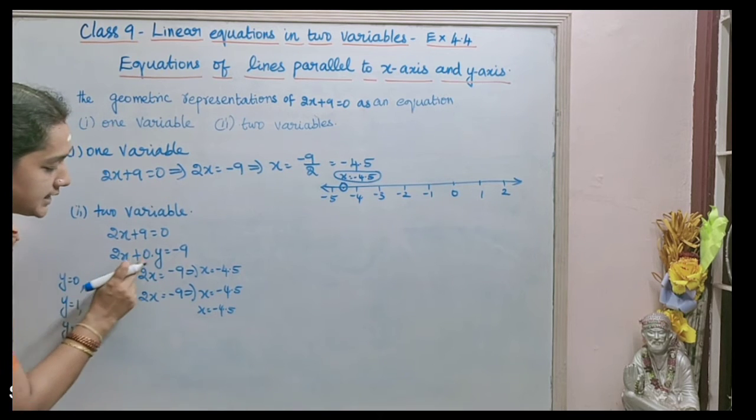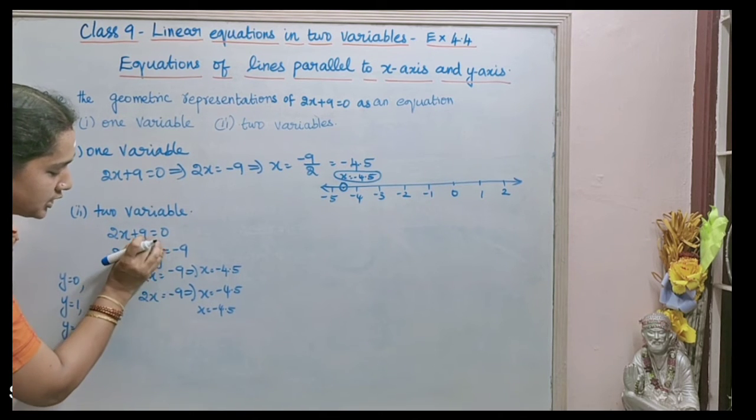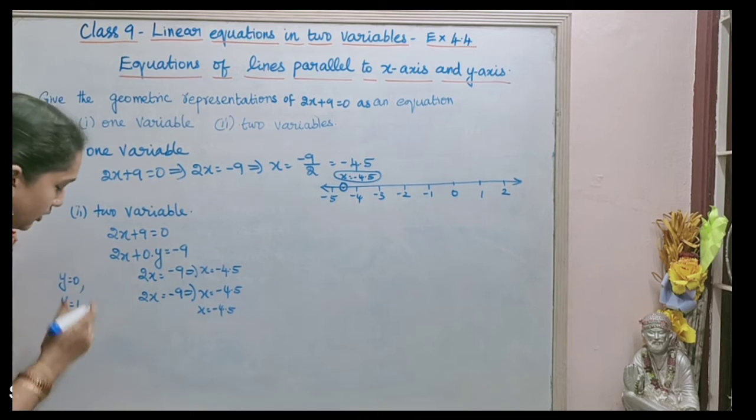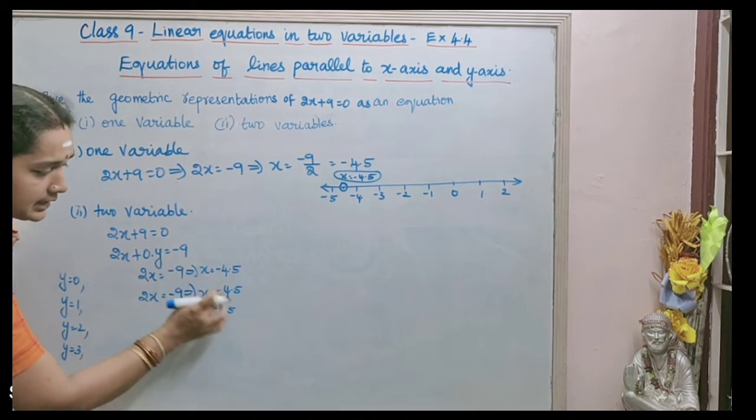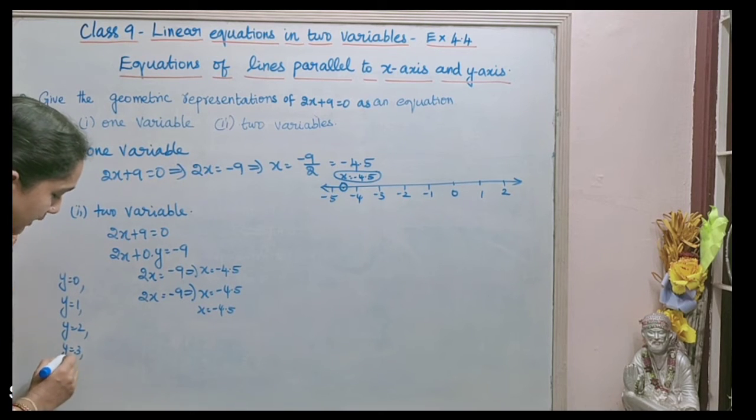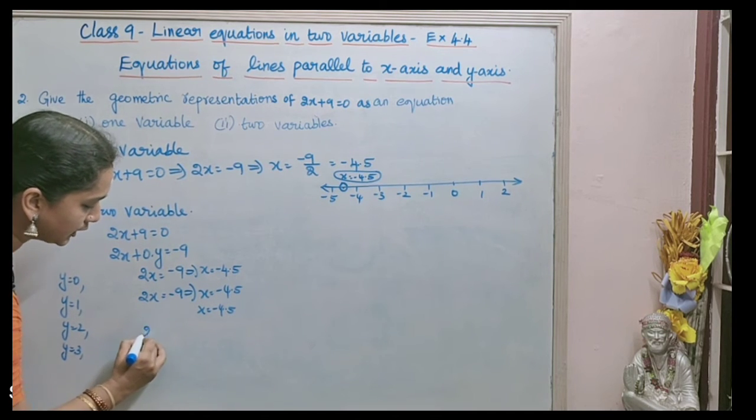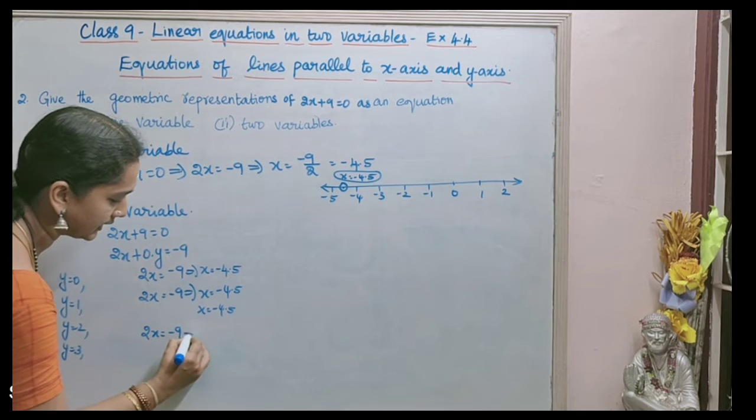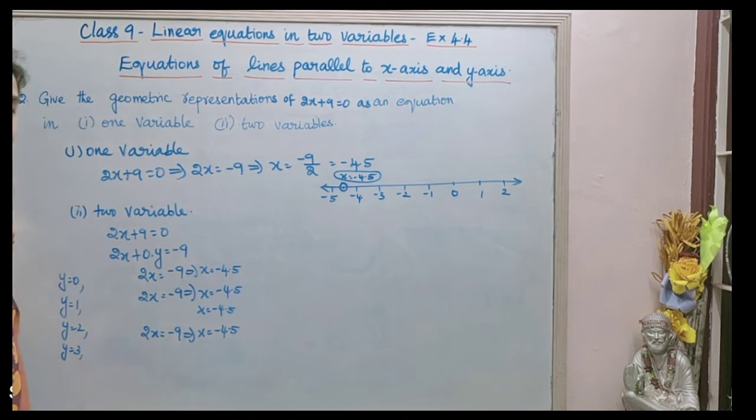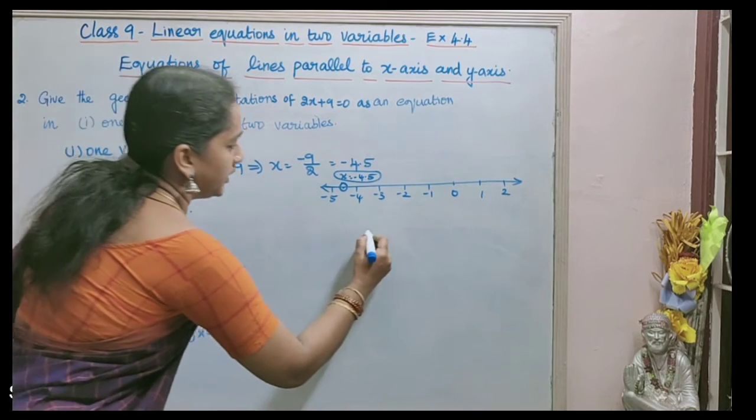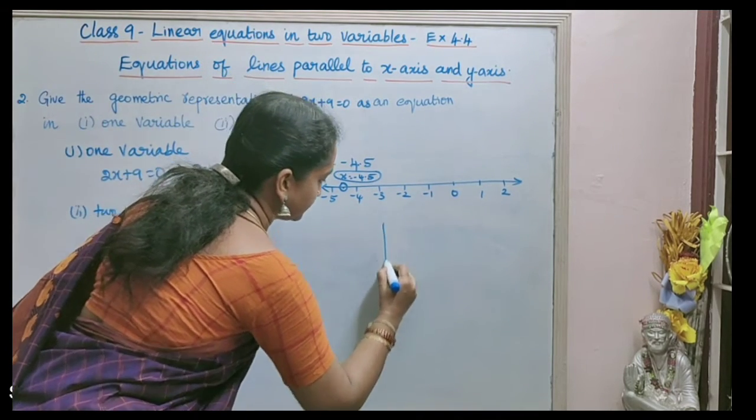When we are substituting 0 here, we will get 0. This whole term will go. 2x is equal to minus 9 only will come. Minus 9, that is minus 4.5 only will come. Y is equal to 3 means 2x is equal to minus 9. So, that is x is equal to minus 4.5. So, these things we will represent in a graph.